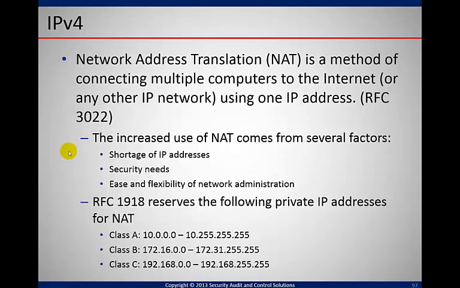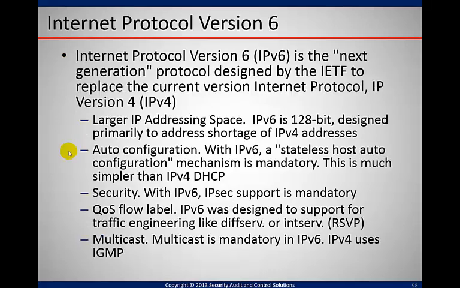Due to the fact that we have limited addresses worldwide, it has been extended to IP version 6. This is the next generation protocol designed by the IETF to replace the current version, version 4. It's got a larger IP address space. IP version 6 is 128 bits instead of 32 bits. It's designed primarily to address the shortages of IP version 4. Also, there are issues like auto-configuration, which uses a stateless host auto-configuration. That mechanism is mandatory and is much simpler than IP version 4's DHCP.